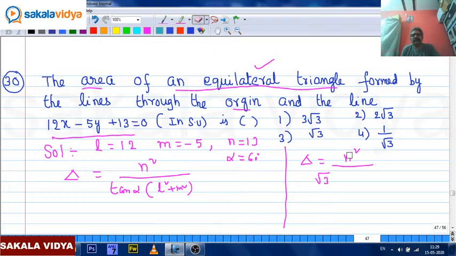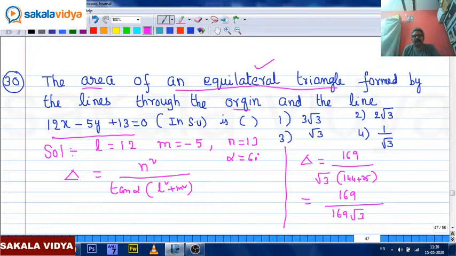So now this delta is equal to N square by tan 60, which is root 3, sorry, I am in a hurry. N is 13, square is 169, root of L square plus M square, that is 144 plus 25. So 169 by 169 root 3. 169 gets cancelled, 1 by root 3, that means the fourth option is the right option.